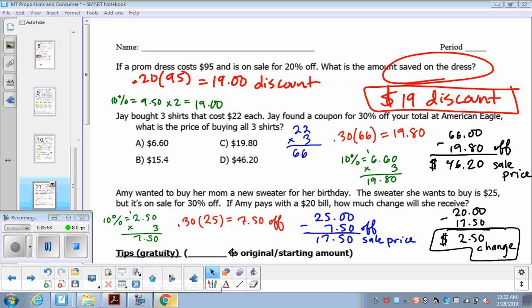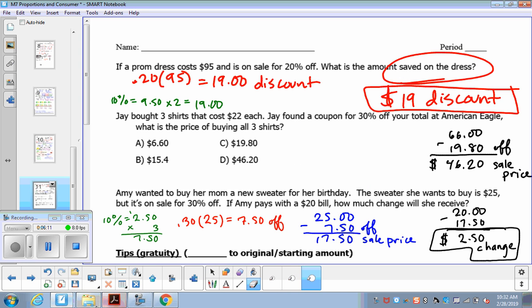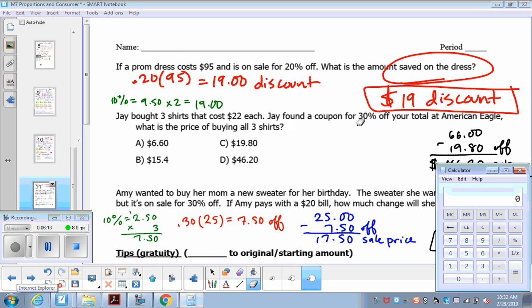Now, some of you might be wondering, can I do 30% off of just the one shirt and then figure out how much one shirt will cost and then multiply by 3 shirts? You sure can. Let me show that real quick. What we're going to do first is just find 30% of a $22 shirt. So 30% of just one shirt, you're going to save $6.60. So if one shirt is originally $22 and we save $6.60, one shirt now costs $15.40.